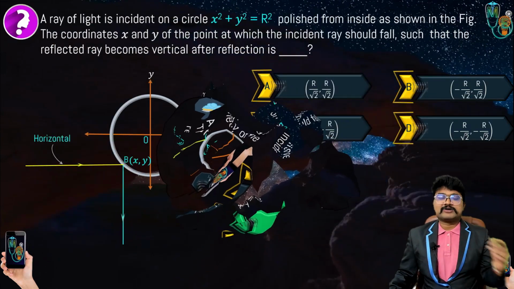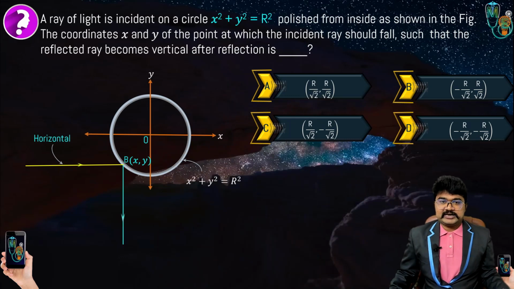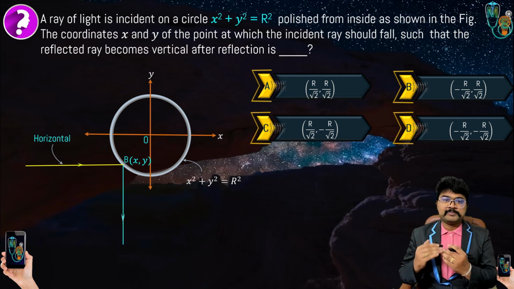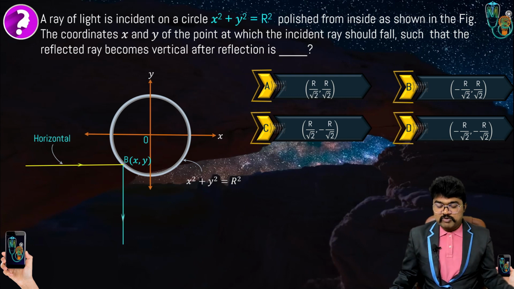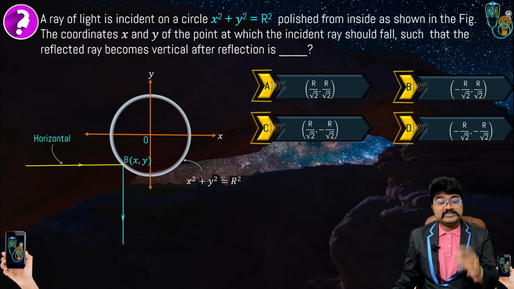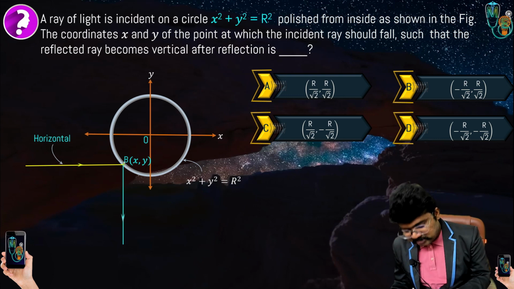See here, read the question carefully. A ray of light is incident on a circle x square plus y square equal to r square, polished from inside, as shown in the figure below. Find the coordinates x and y of the point at which the incident ray should fall, such that the reflected ray becomes vertical after the reflection. Similar to the last problem, it is a very simple question. So here the point of incidence is in the third quadrant. Understood? At this particular point P.